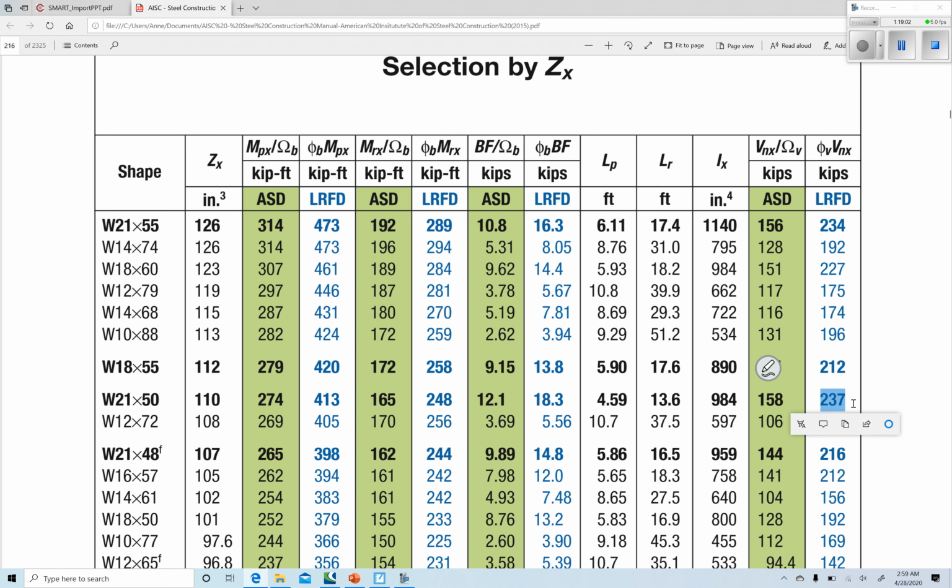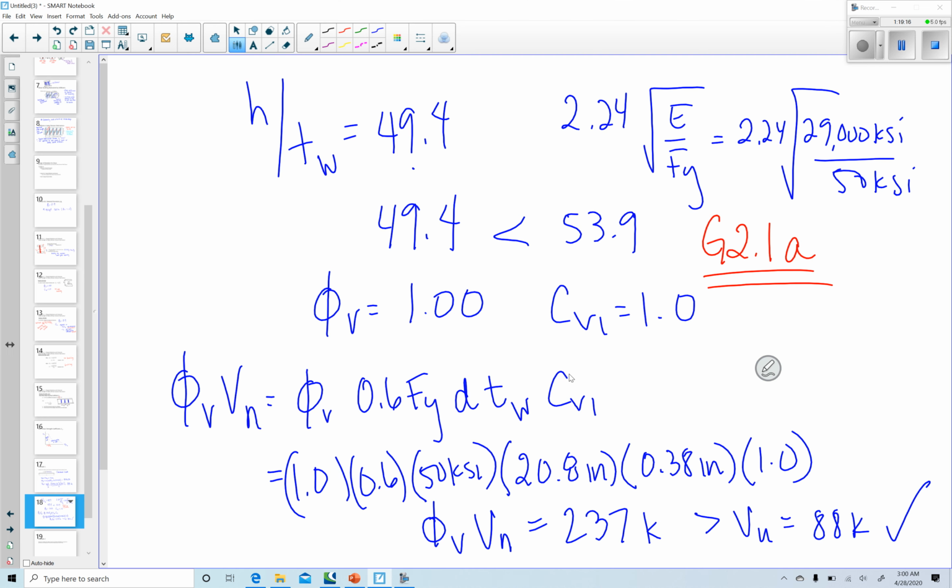So that is one way to calculate shear strength, and we can do more the next time we talk. So let me know what questions you may have. I hope that was pretty self-explanatory. Thanks.